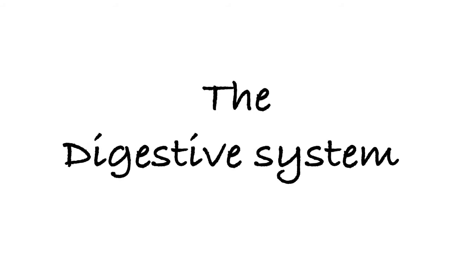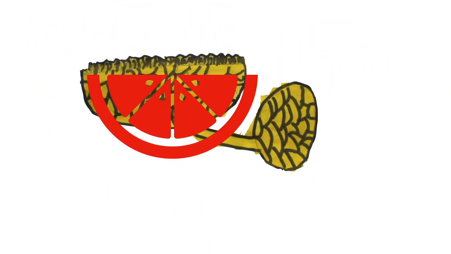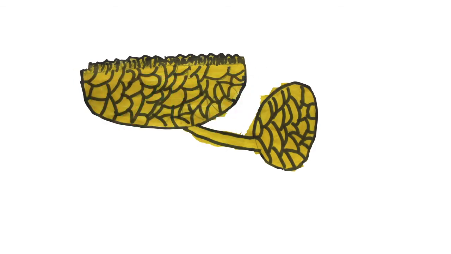Let's talk about the digestive system. This is your mouth. In your mouth, your teeth chew the food down. This takes about 30 to 60 seconds. This is the salivary glands. The food gets mixed with saliva, which breaks the food down even more.